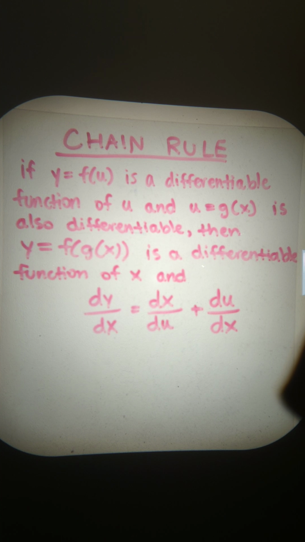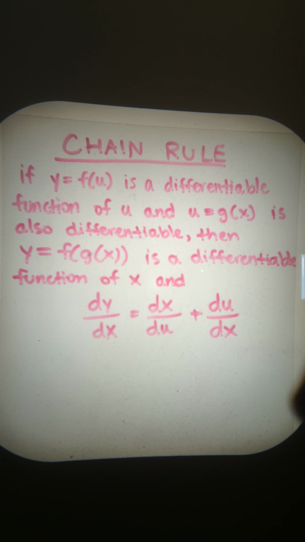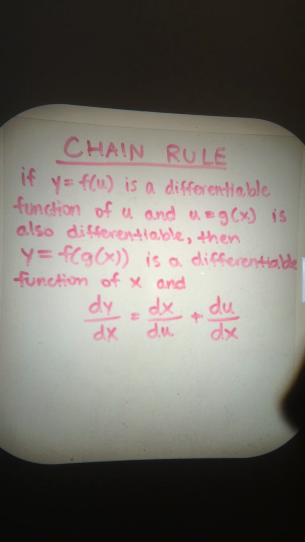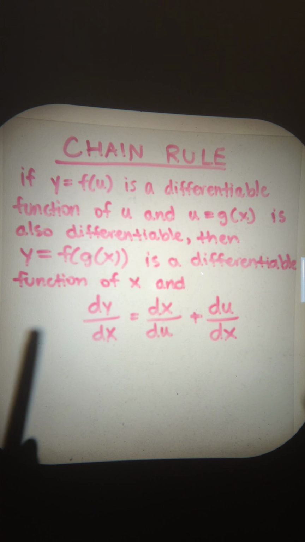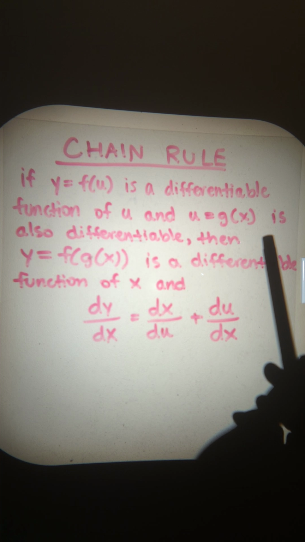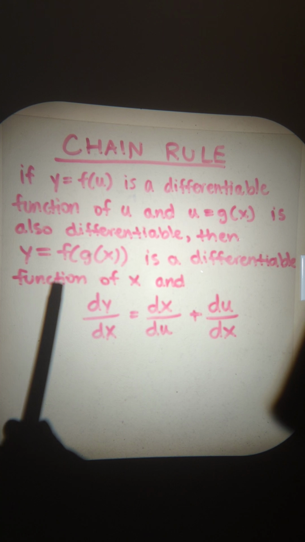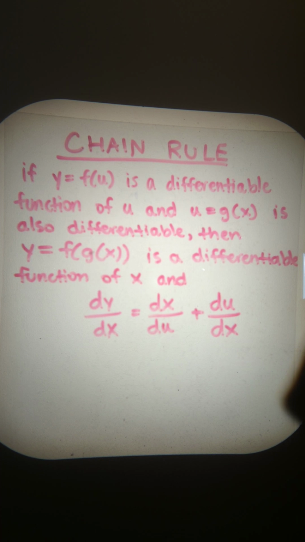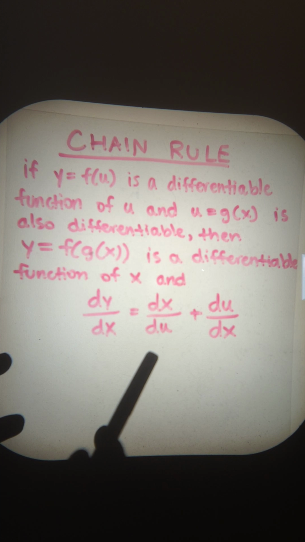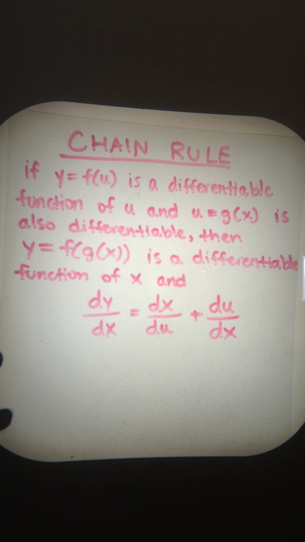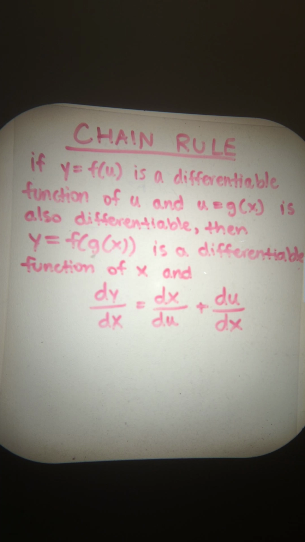Today we're going to be talking about the chain rule and how we can use it to solve for the derivative of a function. So right here it says, if y equals f of u is a differentiable function of u, and u equals g of x is also differentiable, then y equals f of g of x is a differentiable function of x, and dy over dx equals dy over du times du over dx. This may seem a little bit confusing, so here's another way to look at it.